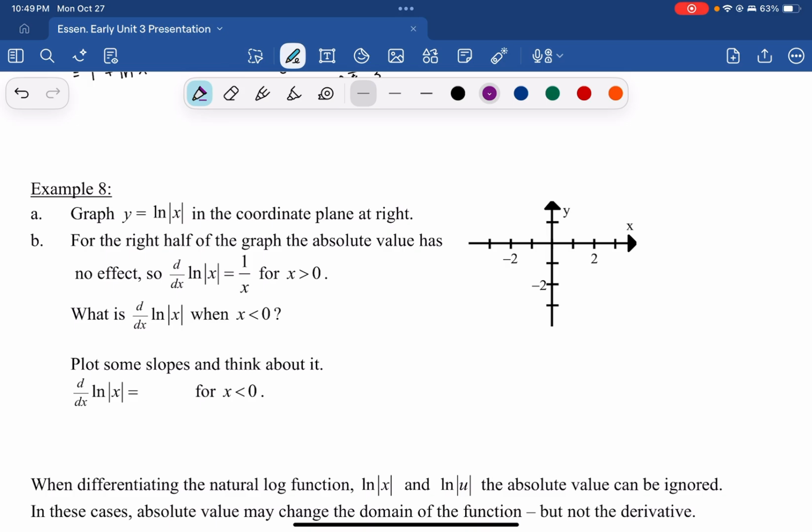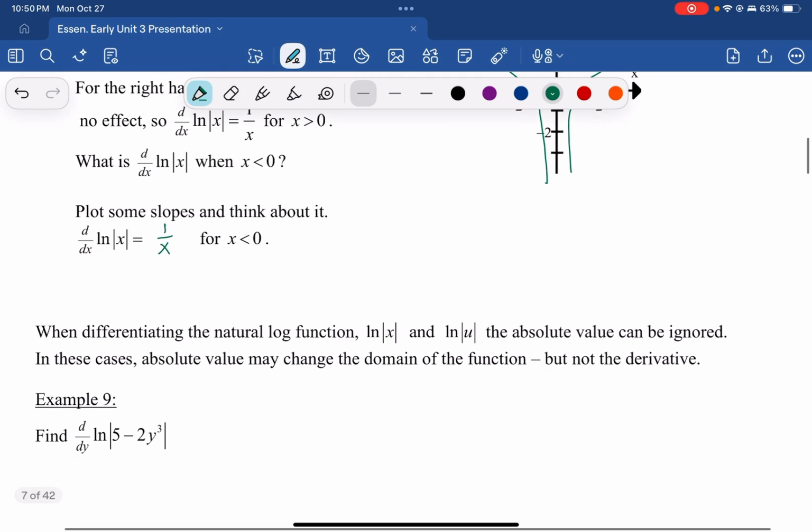Okay. So I'm just going to draw that graph in. Let's change colors. Something like this. Okay. So when I take the derivative of the natural log of the absolute value of x when x is less than 0, we still get 1 over x. So when differentiating the natural log function, the absolute value can be ignored. It says in these cases, absolute value may change the domain of the function, but not our actual derivative.